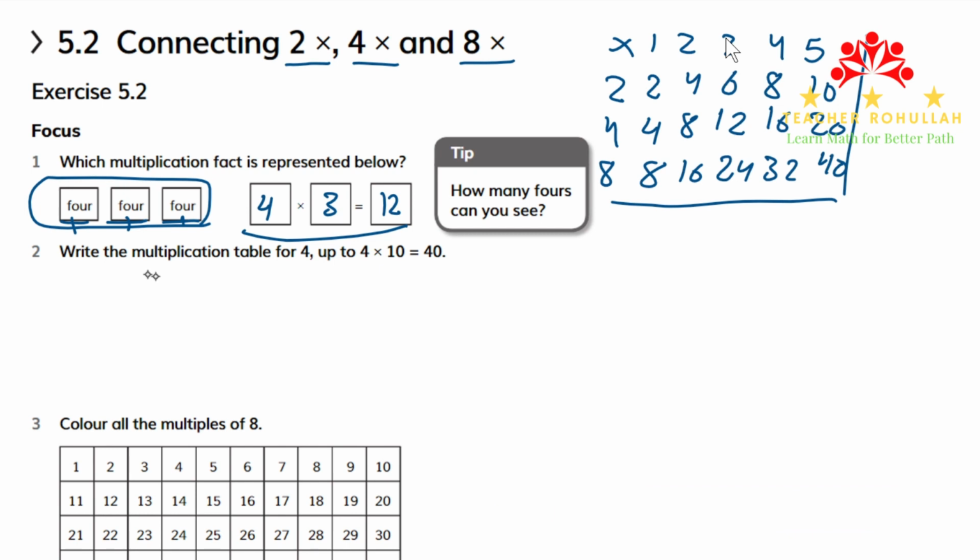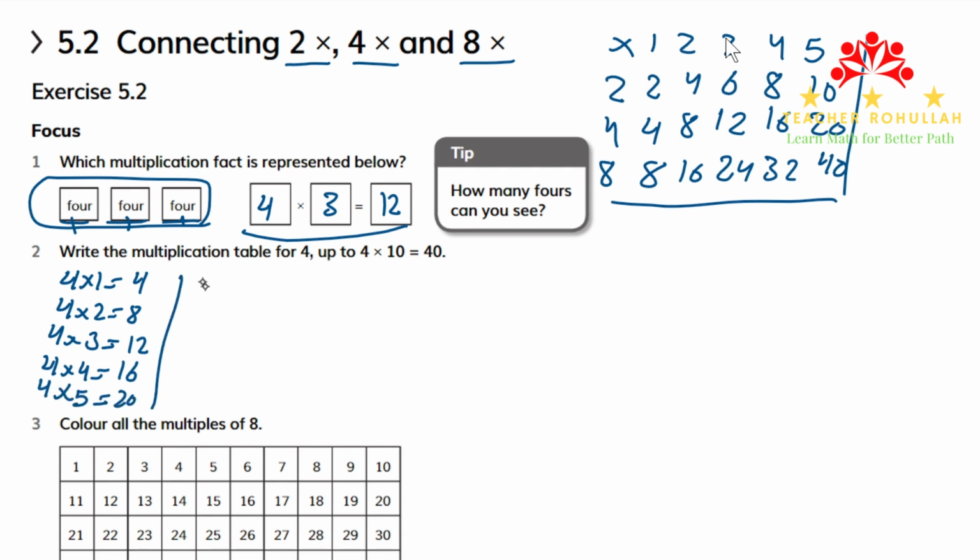Question number 2. In question number 2, it says, write the multiplication table for 4 up to 4 times 10. So we can write 4 times 1 is 4. 4 times 2 is 8. 4 times 3 is 12. 4 times 4 is 16. 4 times 5 is 20.